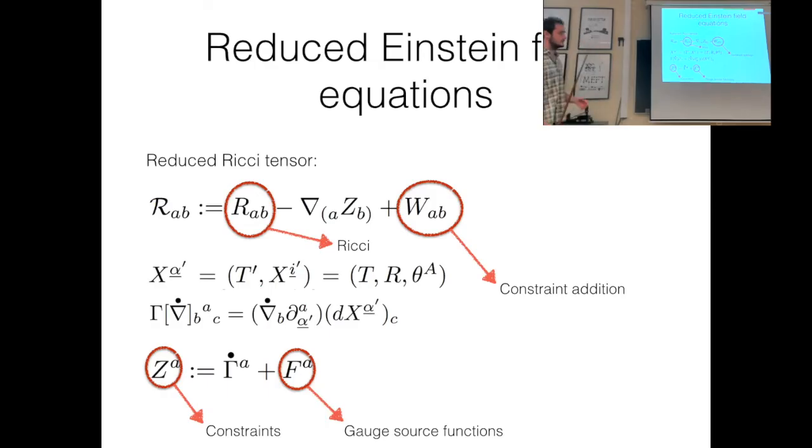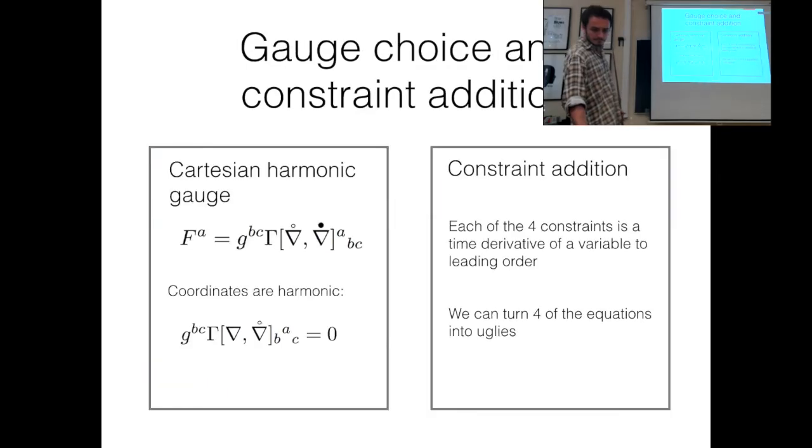So basically, in the end we want to treat this as an initial value problem. So we don't want the constraints to be set to 0 immediately. But we want to be able to add the constraints to the evolution equations freely. So that's what's encoded here in this WAB. So now comes the freedom that GR gives us. There's the choice of gauge and also the choice of constraint addition.